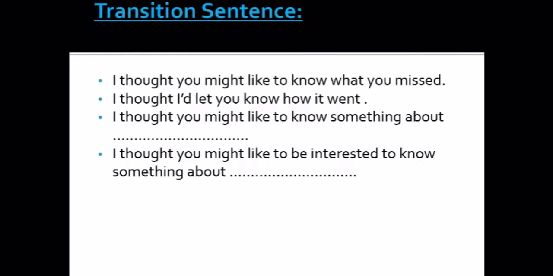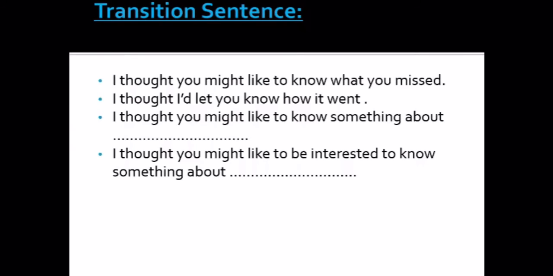Here are examples. I thought you might like to know what you missed. Or I can also name this event which he missed by saying, I thought you might like to know something about the party, about the sports day, about the sports show, whatever, and name the occasion which my friend had missed.